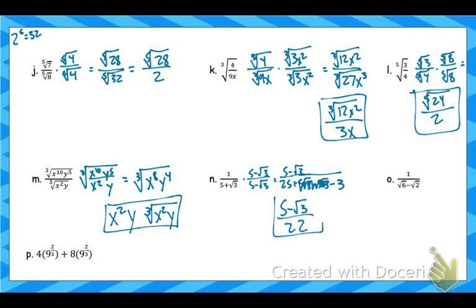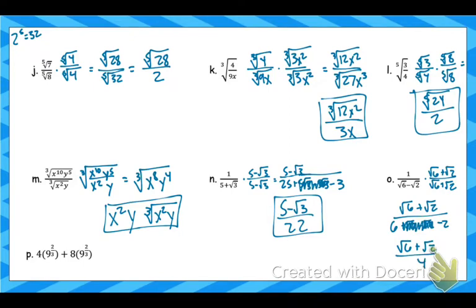All right, and then on O again, multiply by the conjugate, root 6 plus root 2. So I get root 6 plus root 2. I'll get 6 plus root 12 minus root 12 minus 2. Those cancel out. So I've got root 6 plus root 2 over 4.